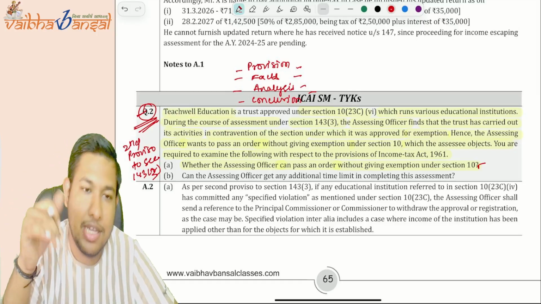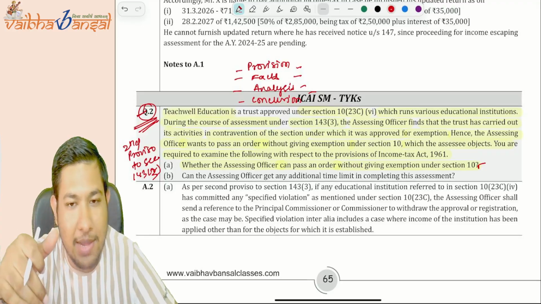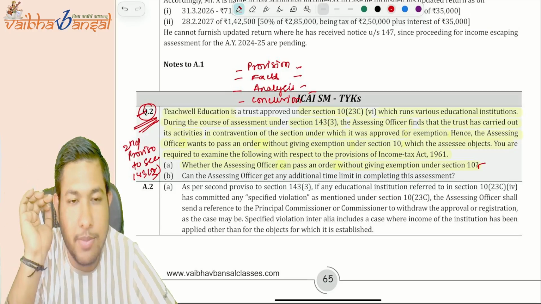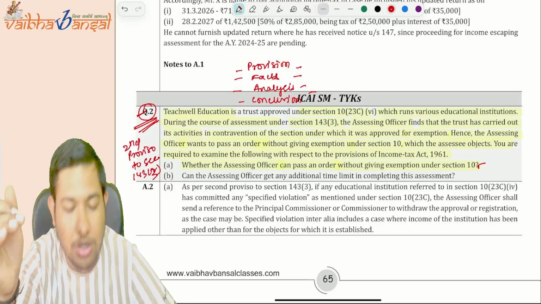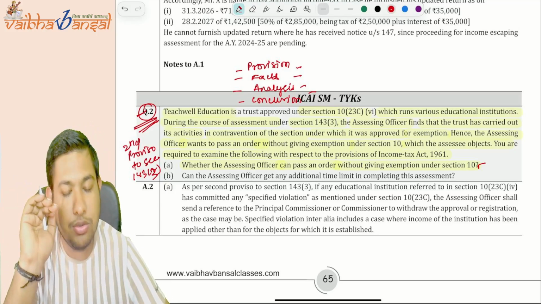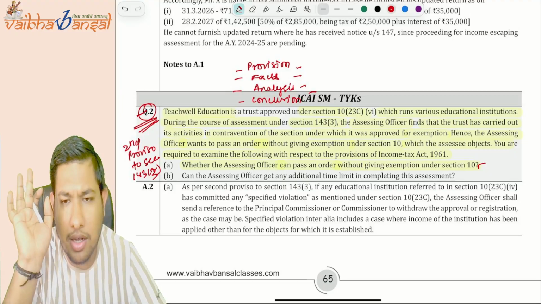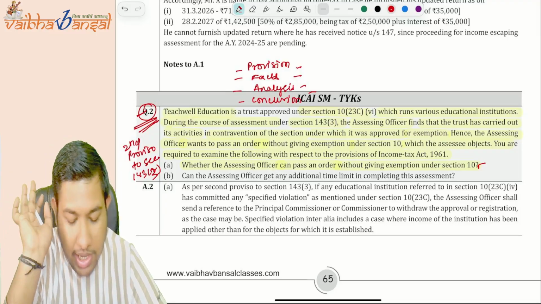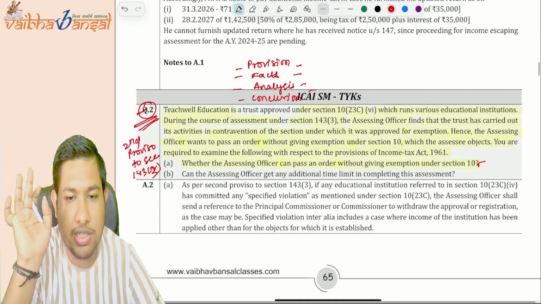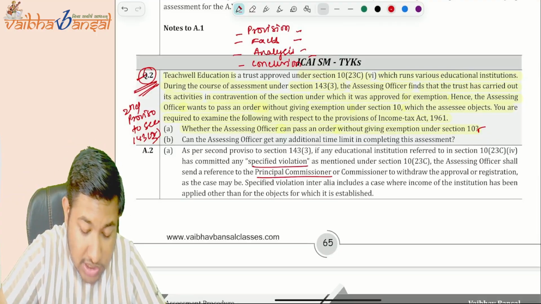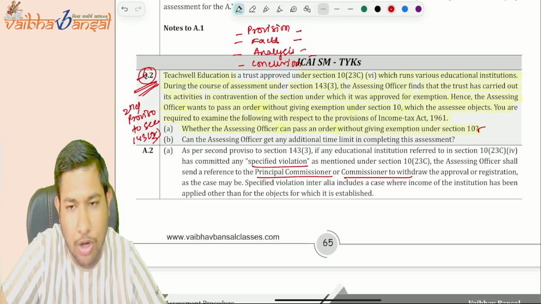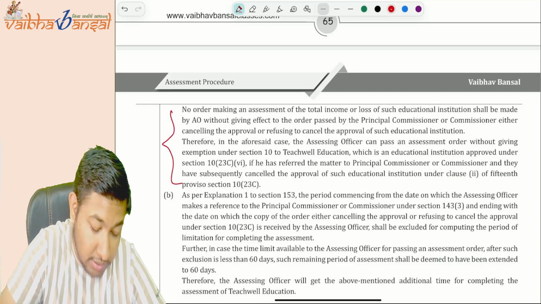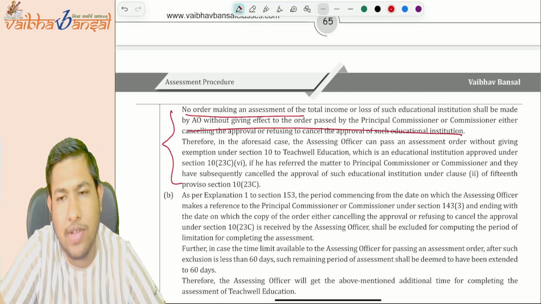If they say yes, then you can do it. If he rejects the application, then you have to give the exemption of section 10. If he does not cancel the registration, then you have to give the exemption, and if he cancels the registration, then you need not give the exemption under section 10. Understood? There are specified violations, and the Principal Commissioner or the Commissioner can withdraw. After that only you can do the same. Everything is just the same as what we have already studied.